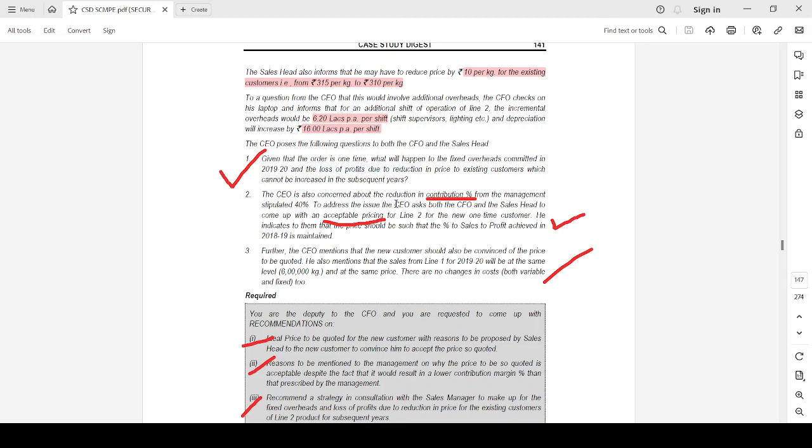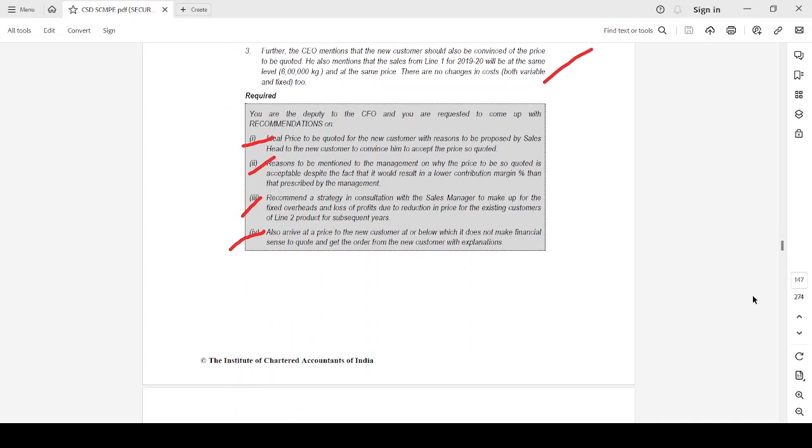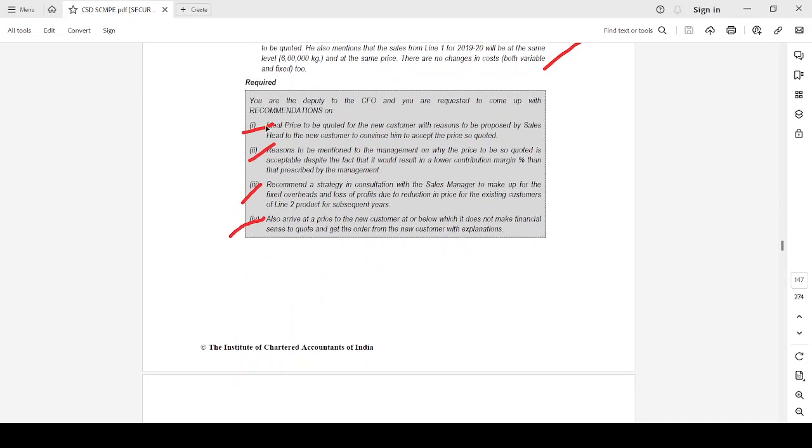We have been given some additional information: given this is a one-time order, what will be the impact? The CEO is also concerned about the contribution percentage. He is thinking, give me a price but I should maintain the same profit to sales ratio, and he says that no matter what, no prices will be changed for line 1. Then what are the things we have to do? We have to find the ideal price, mention the reasons why this quoted price is good, then how we could boost back the profits, and the last one would be the minimum acceptable price.